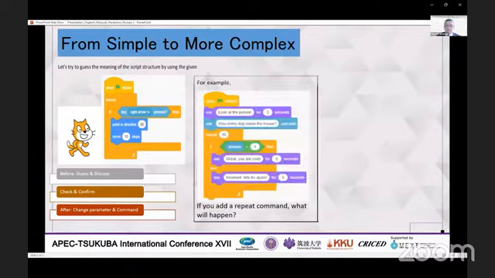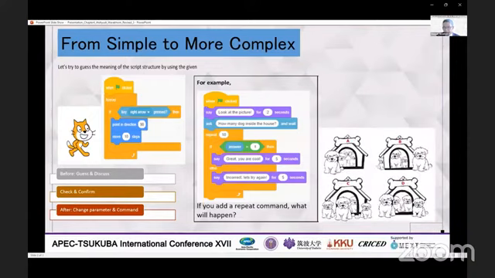For task 2, we can ask, if you add a repeat command, what will happen? Okay, this is where the backdrop is. For backdrop C, look at the picture for 2 seconds. How many dogs are inside the house? So the answer for backdrop C is 1.